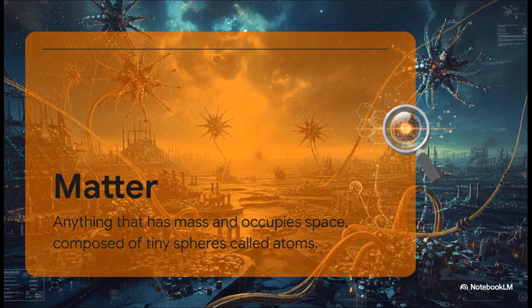Just to ground us firmly for a second, let's define our physical world before we rebuild it. Matter is simply anything that has mass and occupies space. And at its most fundamental level, absolutely all of it is composed of these tiny spherical building blocks we call atoms. Whether it's the screen you're looking at right now, the air you're breathing, or the neurons firing in your brain, it's all just made of atoms.